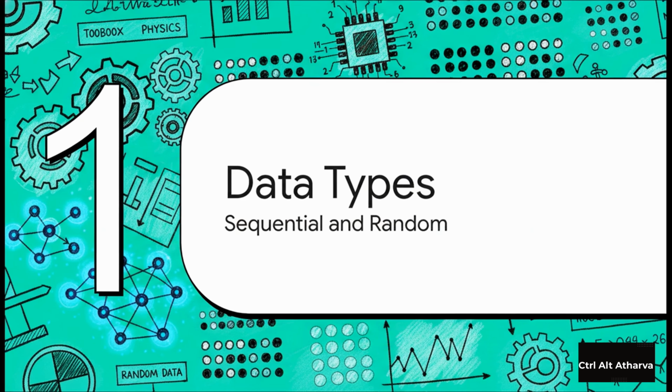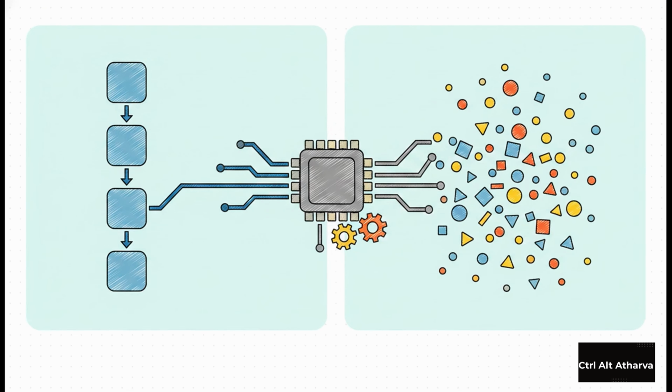Data, sequential and random. So before a computer can actually do any physics, it needs raw materials, right? And in our case, that's numbers. On one side, we have sequential numbers. These have highly predictable patterns. But on the other side, we have random numbers, which by definition lack any pattern at all.